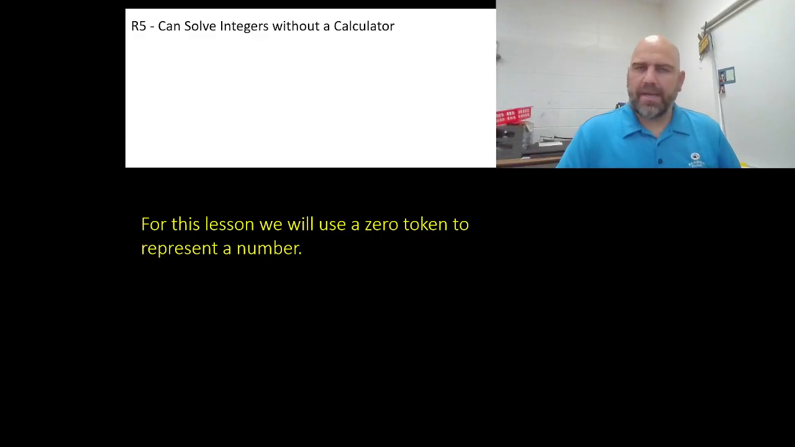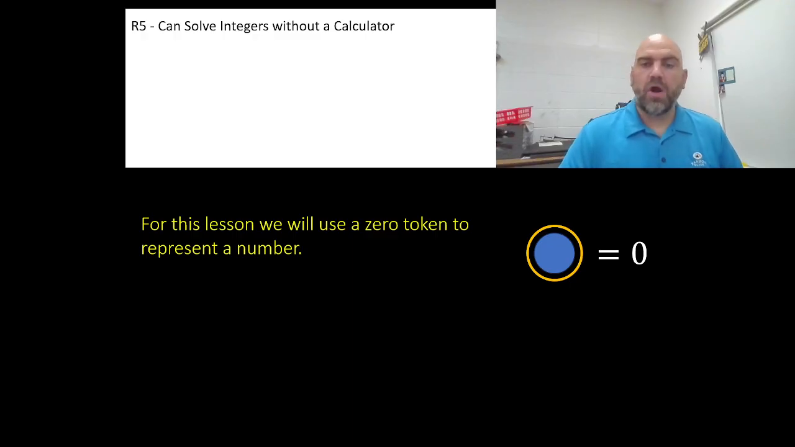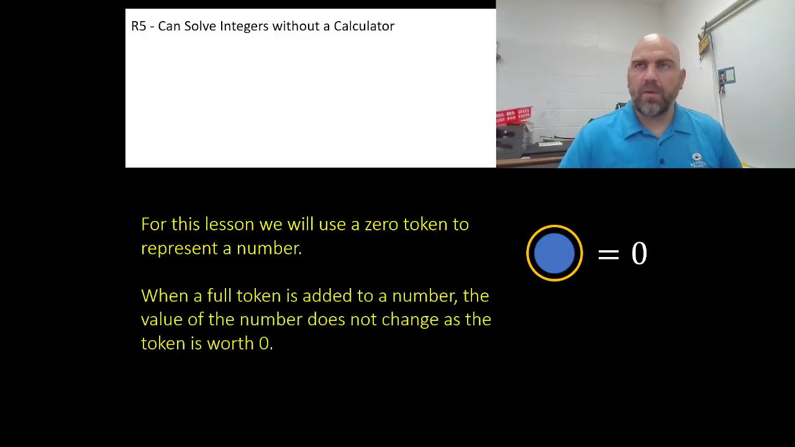So let's start off right now with a visual of what a zero token looks like. This right here is what I'm going to call a zero token. It's a blue dot with an orange circle around it. The colors don't really matter, but I try to separate them a little bit. When we add this full zero token into a question, it doesn't actually change the value of the question at all, but now we will be able to take it apart and use it to solve our problems, again, visually, and hopefully that helps you.